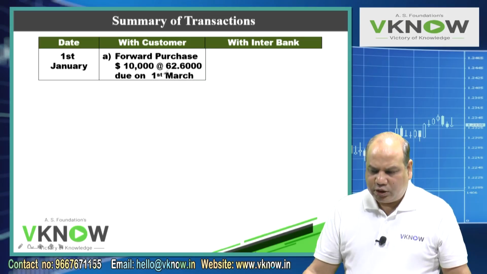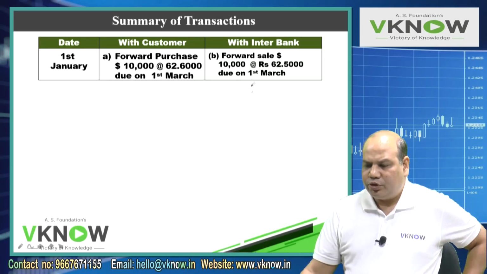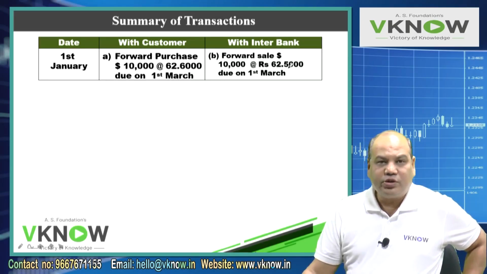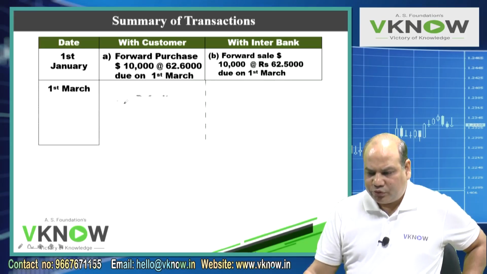Forward purchase of $10,000 at 62.6000 due on 1st March, given in the first paragraph, with an interbank forward sale of $10,000 at rupees 62.5000 due on 1st March. But then the customer did not turn up on 1st March. On 1st March, the customer defaults.